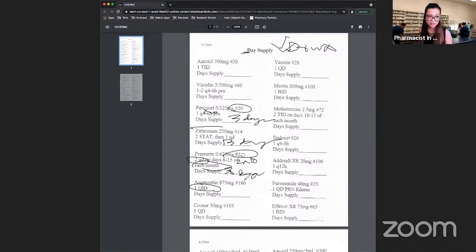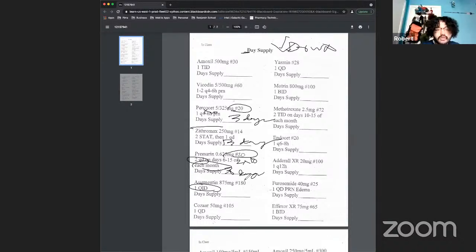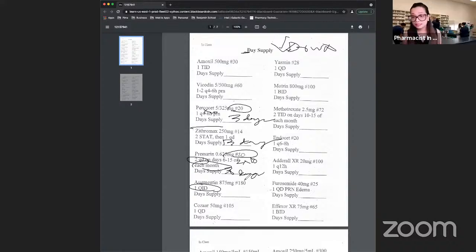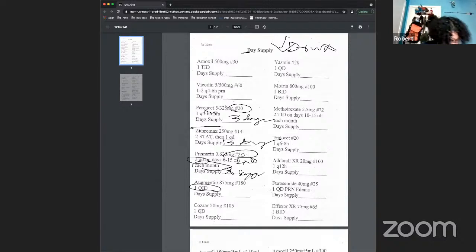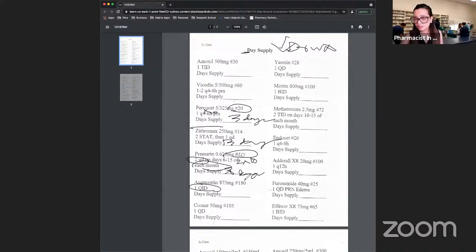Cozaar, very easy. Didn't we just do Cozaar? Wait. No, she did Augmentin. Oh, okay. I got 105 days. 105 because you only give 1 per day. Very good. So Yasmin, continue. It's going to be 28 days because it's also once a day and you have to give 28. Okay, now Robert, you again.